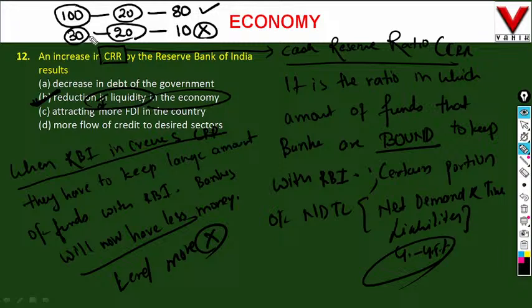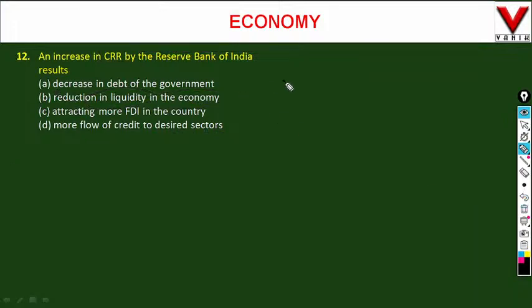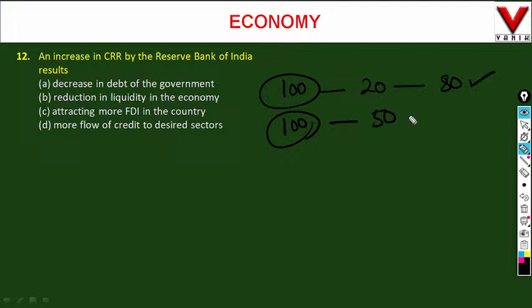So if the CRR increases, there is a reduction in liquidity. If you are not able to understand this way, you can understand it this way. Suppose your father gave you 100 rupees and now your friend asked for 20 rupees. Now you have 80 rupees to survive. Again tomorrow your father gave you 20 rupees. Now your friend is asking for 50 rupees. Can you survive on 50 rupees? No. So an increase in CRR leads to reduction in liquidity.